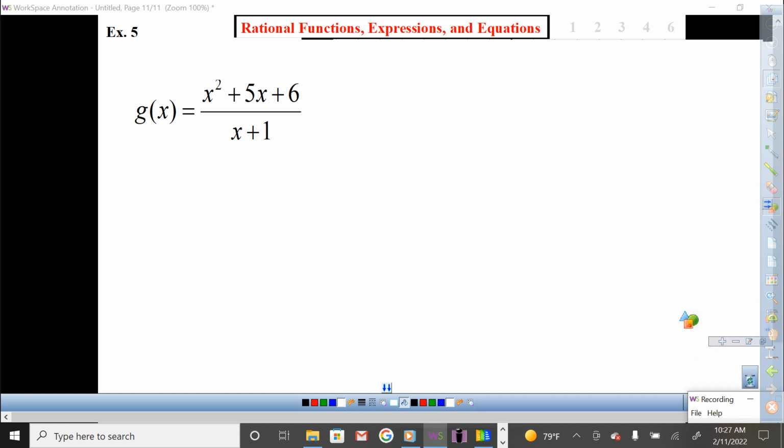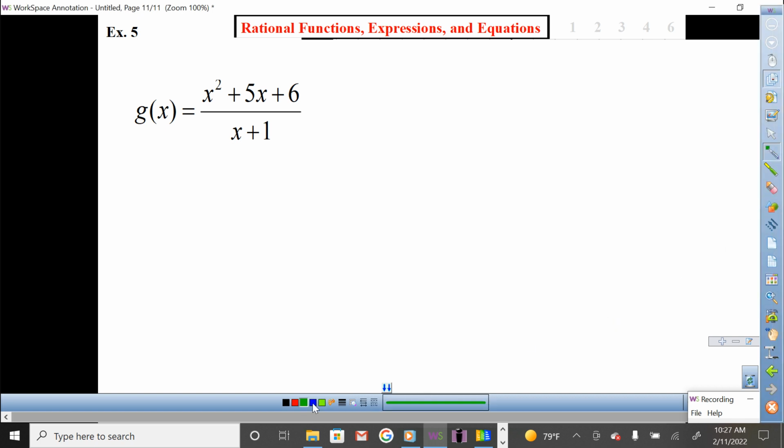We are given, for example 5, g of x equals x squared plus 5x plus 6 over x plus 1. Okay, so before I start graphing this one, according to what we know, we look at the denominator. Tell your neighbor what kind of graph should we end up with according to the denominator?